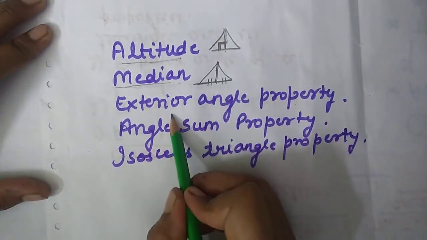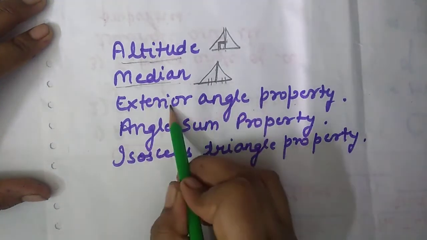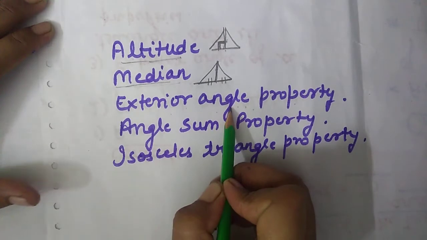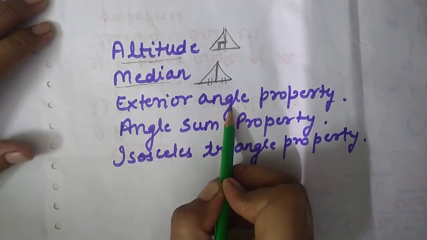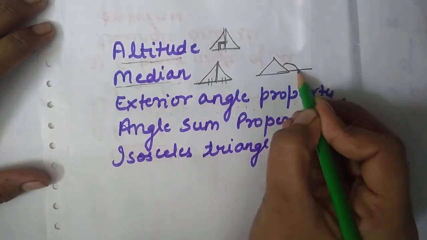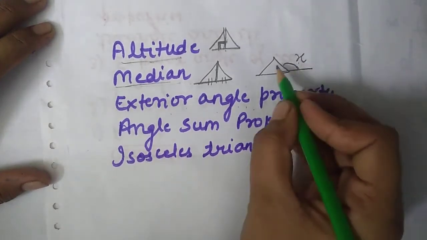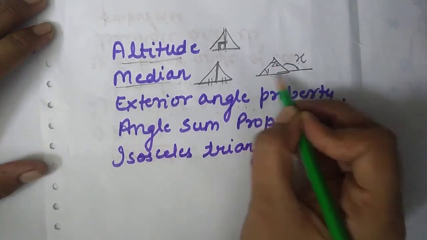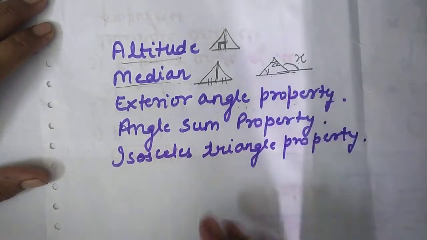After that, we have learned about exterior angle property. This property states that the exterior angle is equal to the sum of the opposite two interior angles. Suppose we have a triangle and this is an exterior angle, this is x, so this must be equal to the sum of angle 1 and angle 2. So this is your exterior angle property.